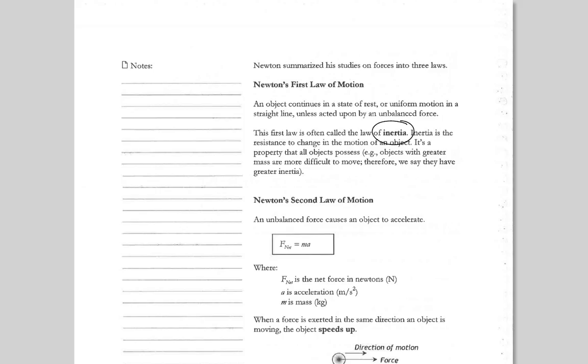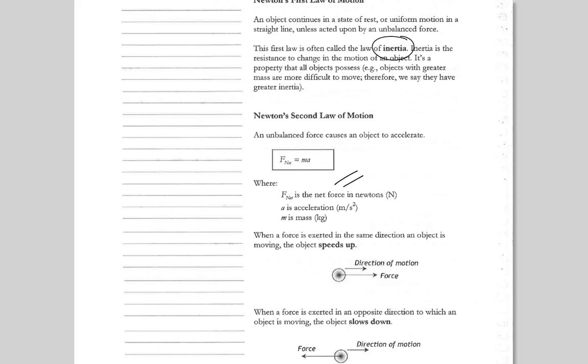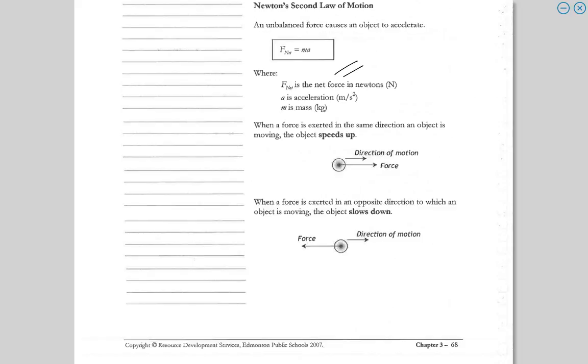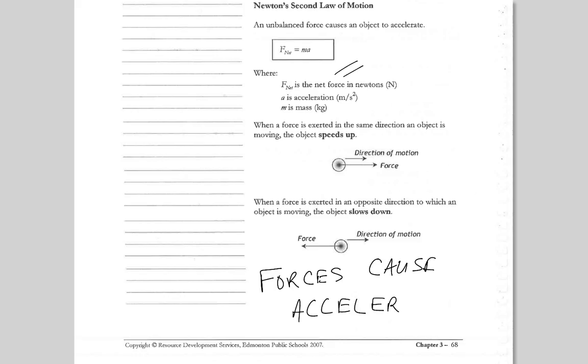And then we just talked about the second law, which is basically the net force causing the acceleration. And the formula is there. Okay. Now you can see some vector diagrams here. If the direction of the motion and the force are the same, you'll speed up. If the direction and the force are opposing, it's going to slow down. Okay. So right there you can put in big fat letters, forces cause what? Acceleration. Good, acceleration. I'm really trying to emphasize this: forces don't cause motion, forces cause acceleration.